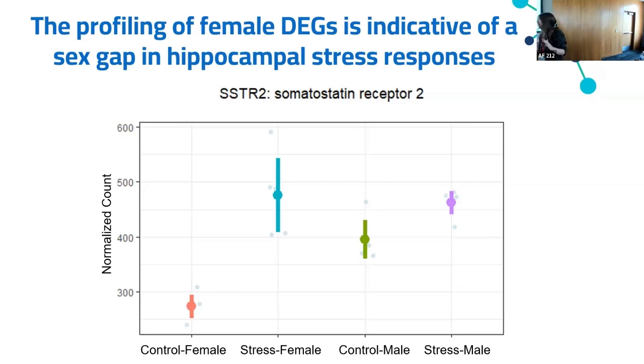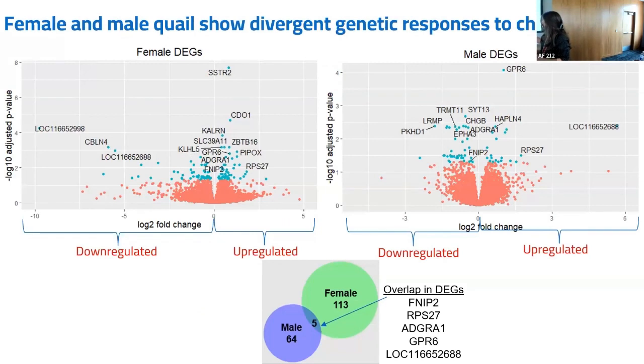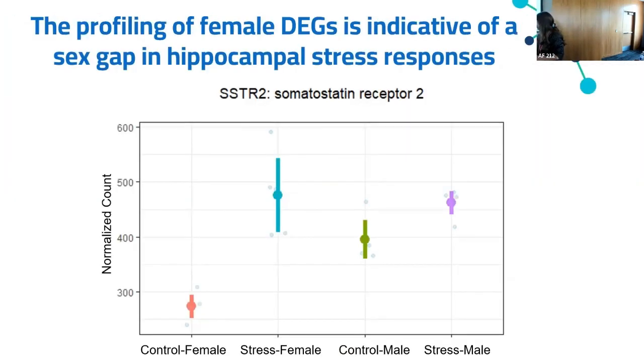And looking at the profile of our female differentially expressed genes, we saw that it was indicative of a sex gap in hippocampal stress responses due to nearly double the amount of female DEGs. And looking at a specific example of a female DEG, this SSTR2, we can see on this slide, it was the most significant female DEG.